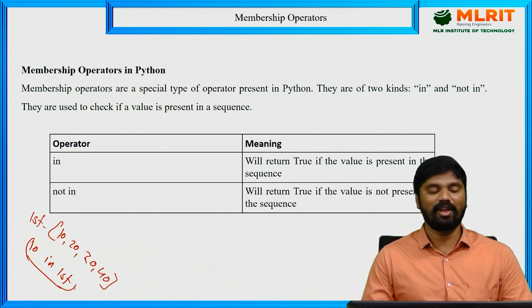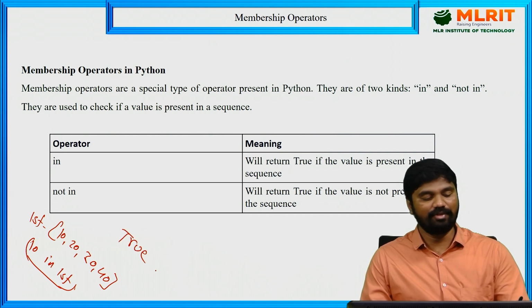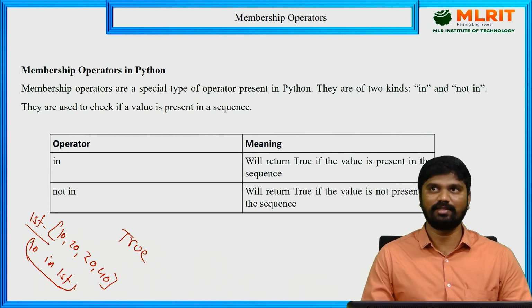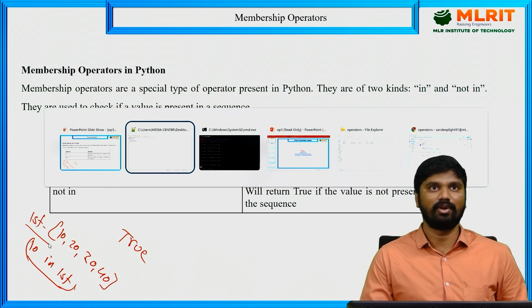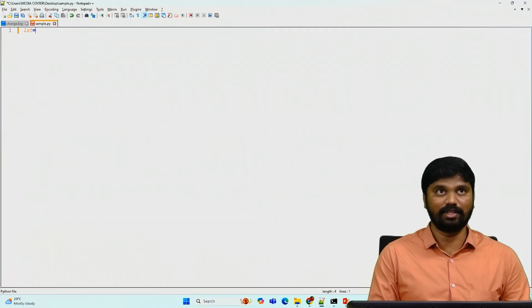That means the 10 value is present in the sequence. Yes. If the value is present, it returns true. If the value is not present in the list, then it returns false. Okay. So now let me check through an example, a programmatic example, by taking the sequence, that is a list.